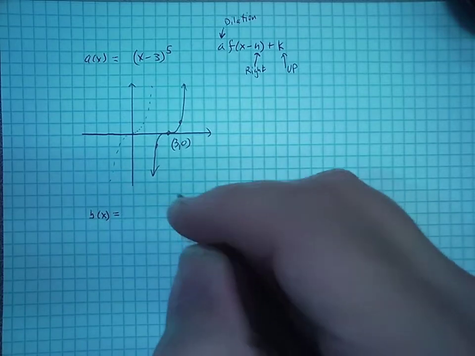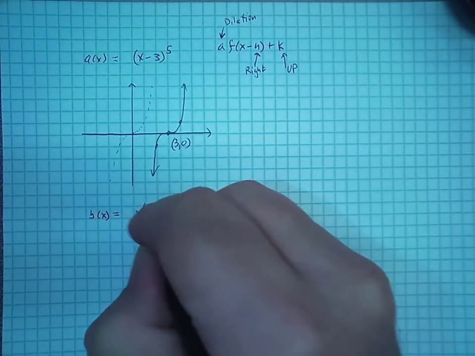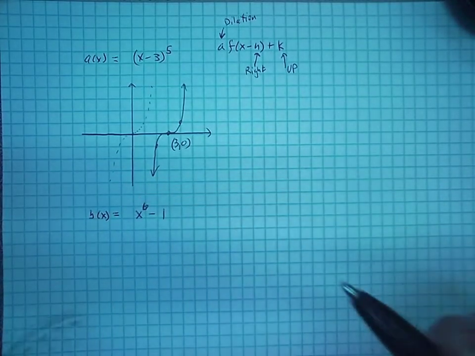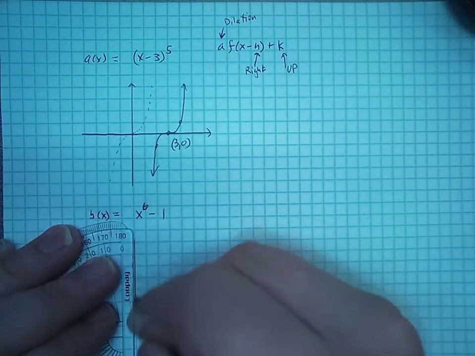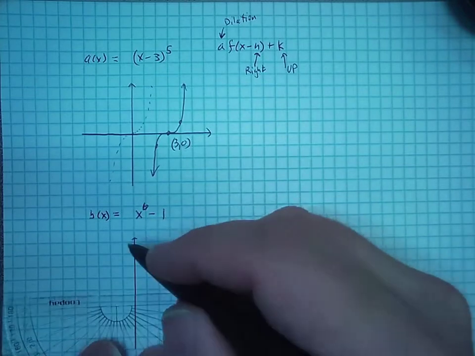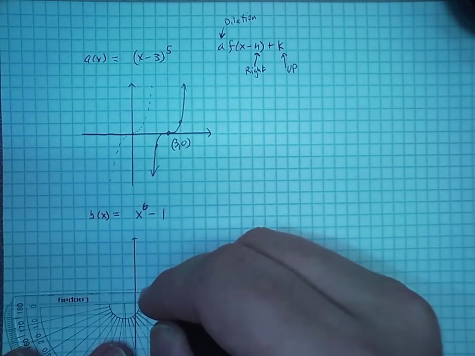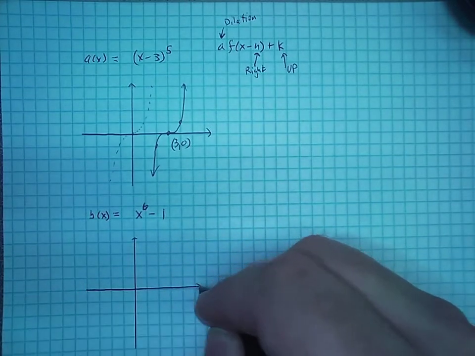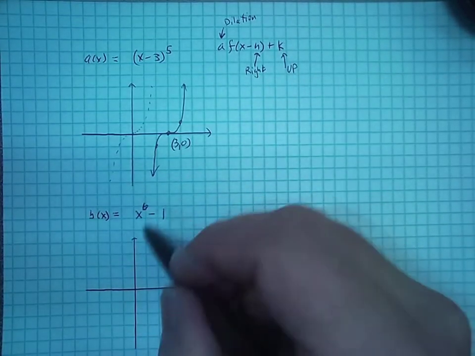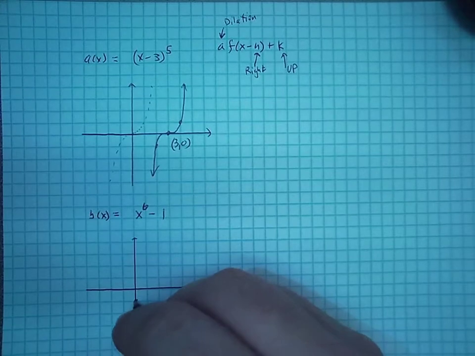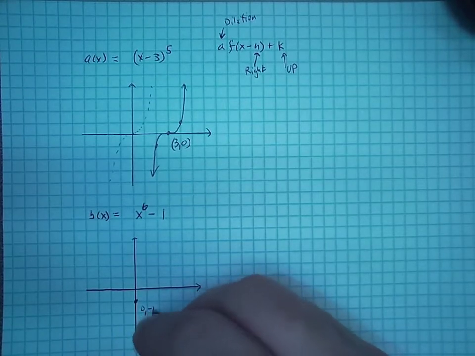My second example is x to the 6th minus 1. In this case, I notice that the negative 1 is not inside the power. There's no parentheses there. So the negative 1 is actually k. It's a vertical translation. So this is down 1, which puts our vertex at 0, negative 1.